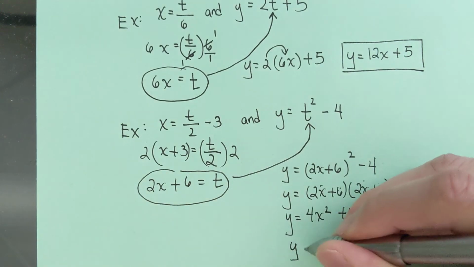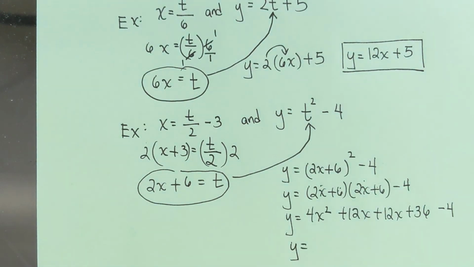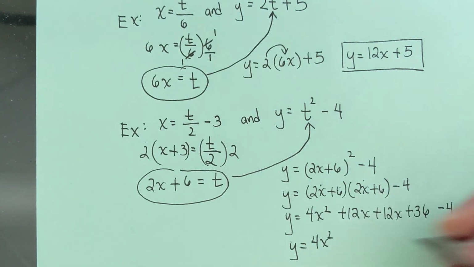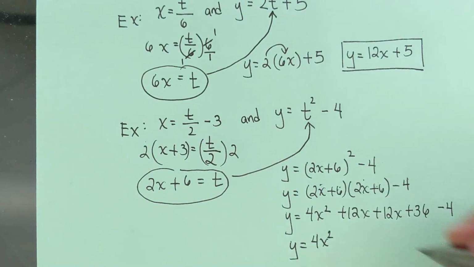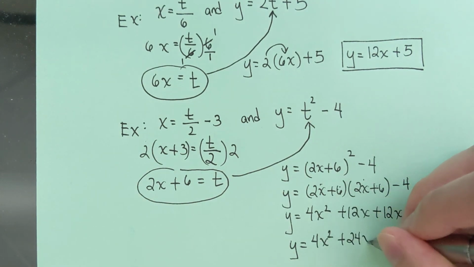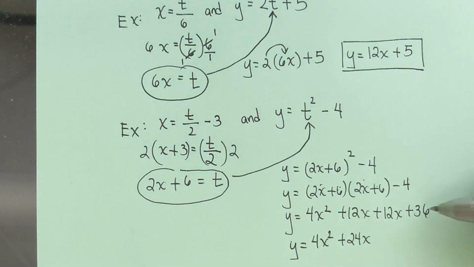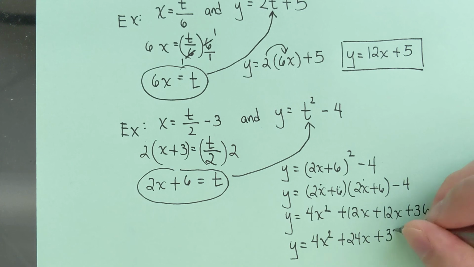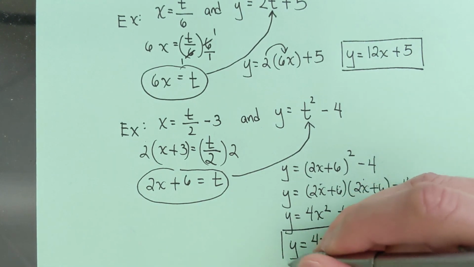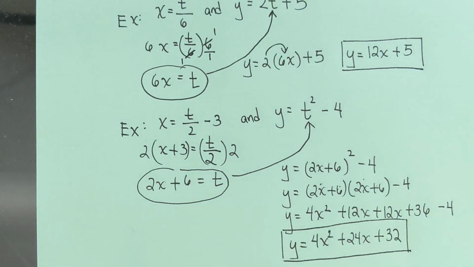So our final answer for rectangular form would be 4x squared. And this combined together, by combining like terms, would be 24x. And combining these like terms will be positive 32. And that right there will be your rectangular form, which is in this case a quadratic function.